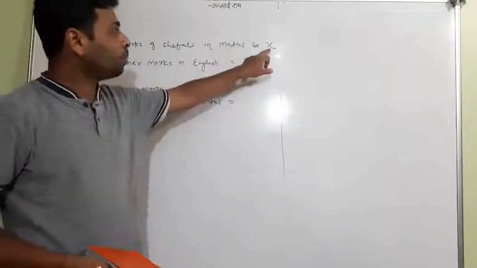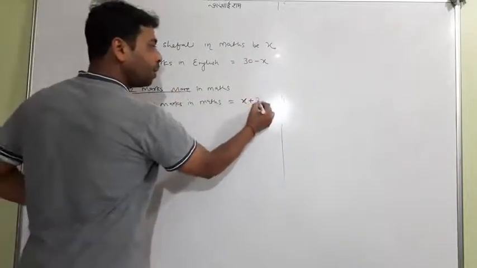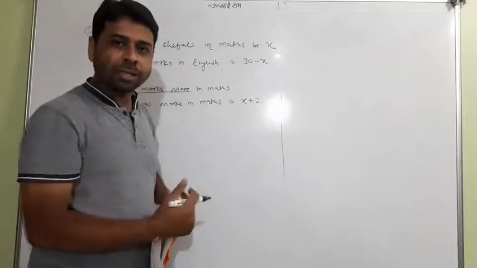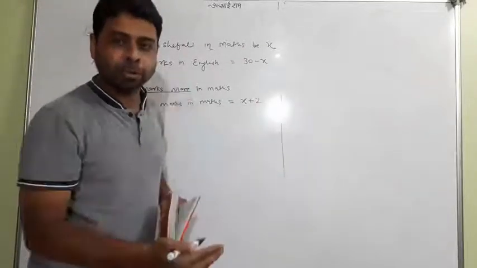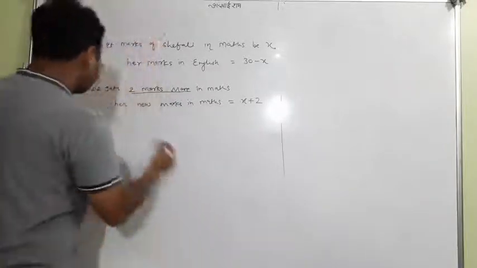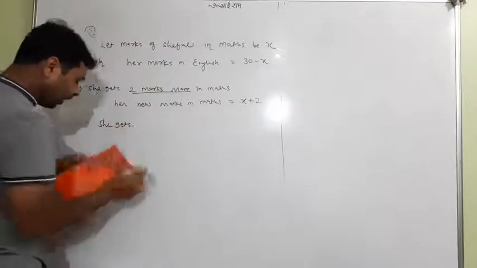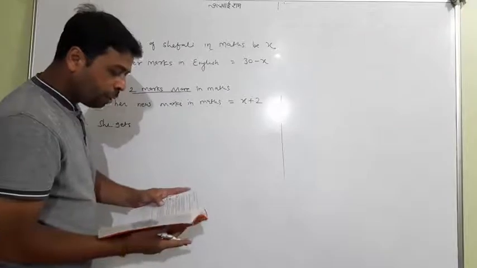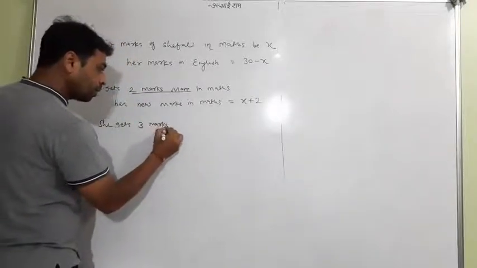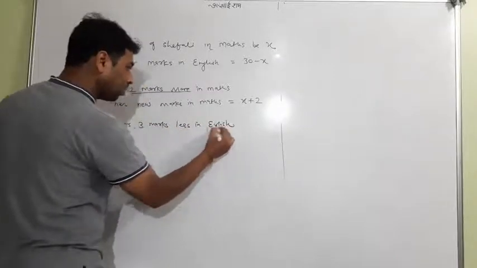So her initial marks were X and she is getting 2 marks more, meaning X plus 2. That's simple. Initial marks were X. The next condition arises: if she is getting 2 more marks in maths, meaning X plus 2, the new marks in maths, and she gets, read the question, 3 marks less in English.